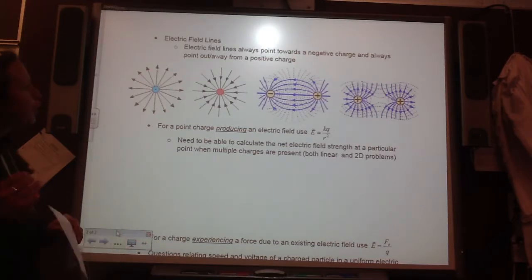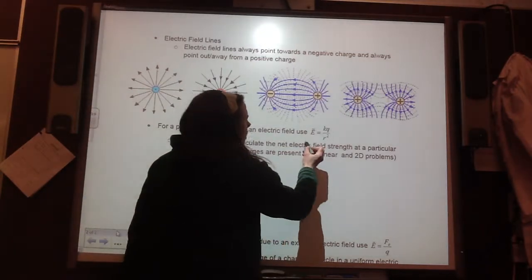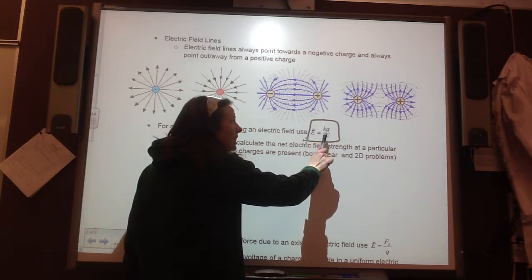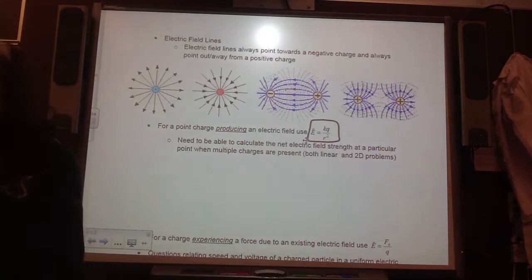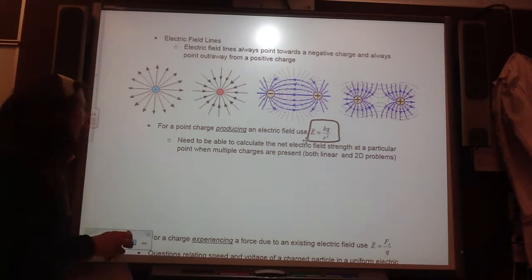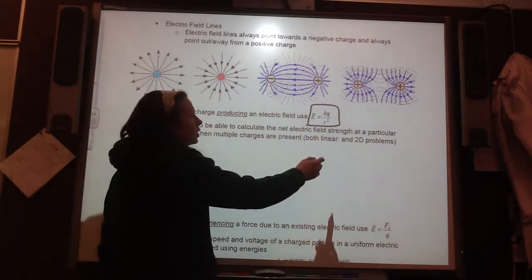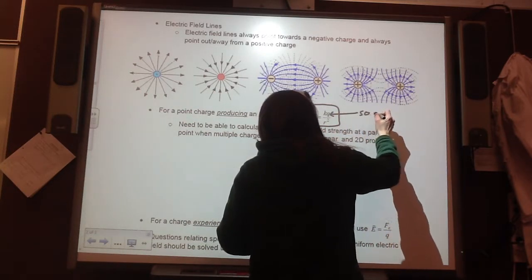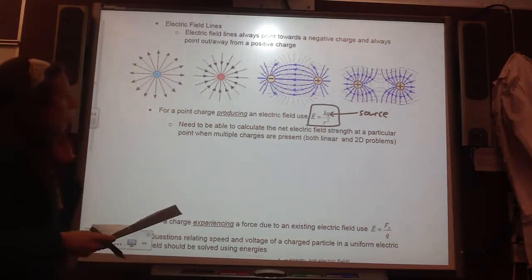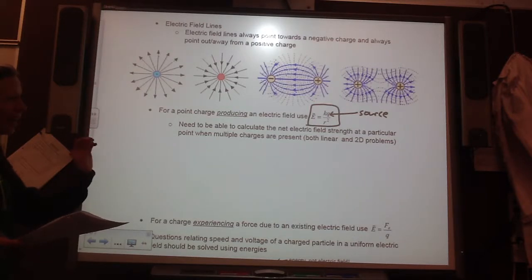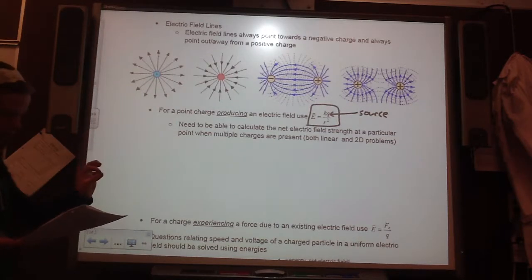For a point charge producing an electric field, you can use this formula. Now why? Because the strength depends on the distance, okay? So it has that distance in there. So the strength of the field depends on how close it is to the actual source. And that's why with this one, Q is the source. So in this one, this is our source charge. Now, if you can't remember, think about your gravitational equations, which are just like that, where the G is the source.